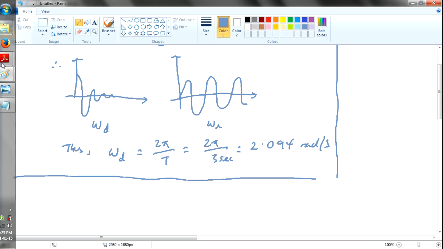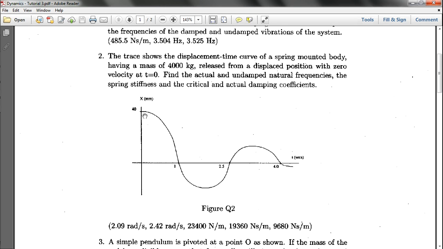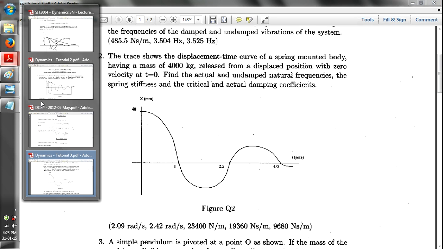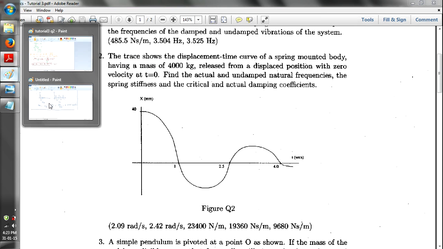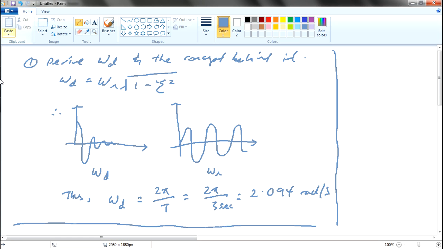From this graph, this is what we call the damping frequency, so we can find our actual natural frequency. The undamped natural frequency means it keeps oscillating; the undamped natural frequency is this one. If it's a damped one, it's this one.